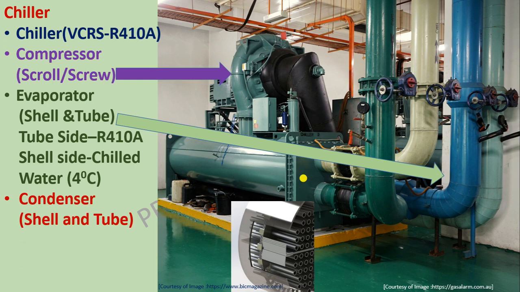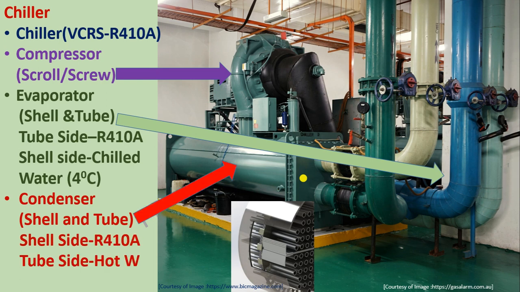The condenser used in chiller is also of shell and tube type, but on the shell side it carries refrigerant R410A, and on the tube side it carries hot water. Here are 4 lines. These 2 lines are connected to the evaporator, and these 2 lines are connected to the condenser. Now, chilled water from the evaporator is passing to the air handling unit at 7 degrees Celsius temperature for the cooling of air of the room.